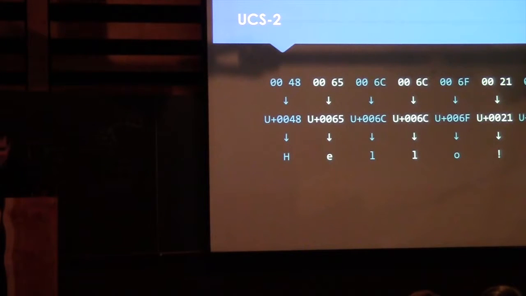UCS2 decoding basically works the same as it did with the single byte character sets. We're reading along, we take the next 2 bytes, we say it's a 48, and we map it to H, and so on and so forth through the string. Does anybody see a problem with this?